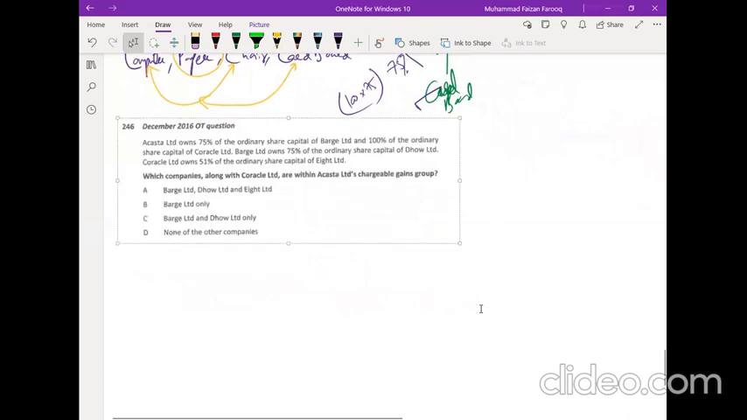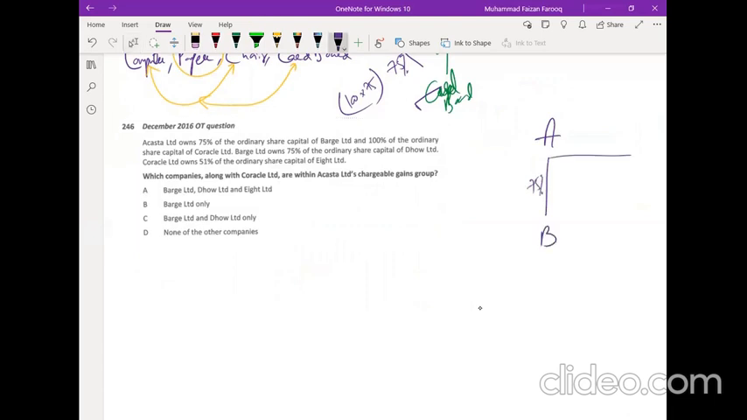See, the easiest way is to make the structure while reading the question, as I am doing. A Limited holds 75% in B, 100% in C, B holds 75% in D, and C holds 51% in E. Just make the structure and you will understand it very easily.